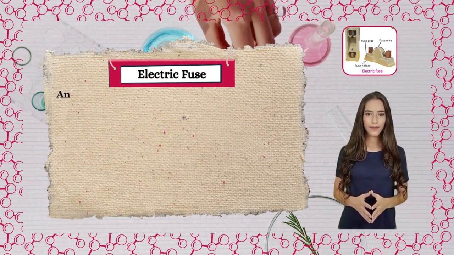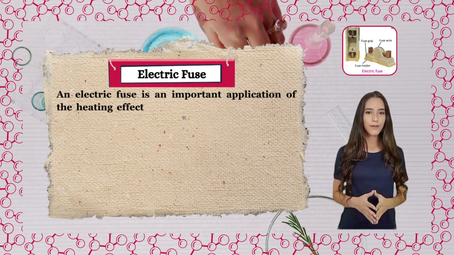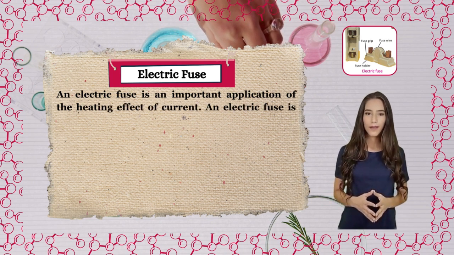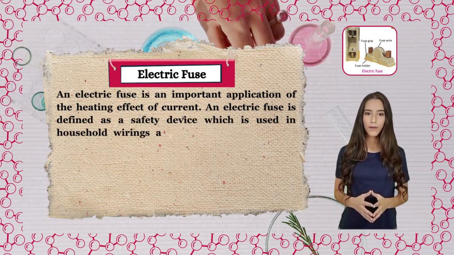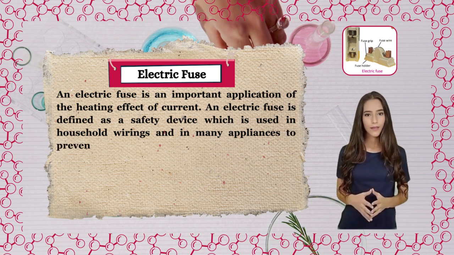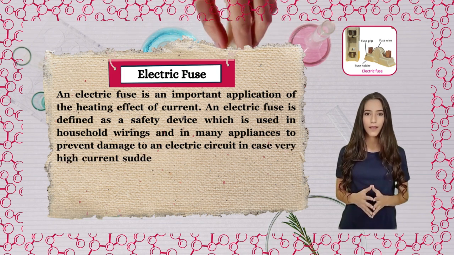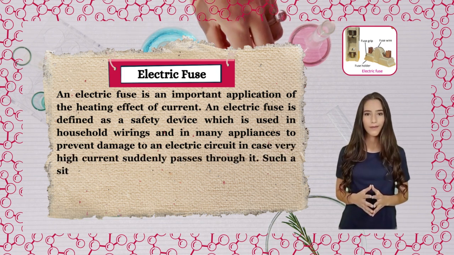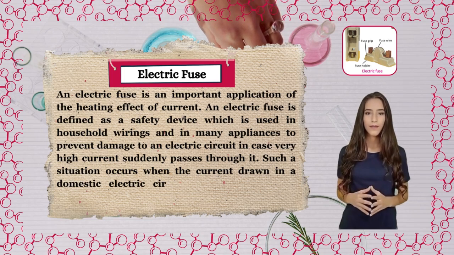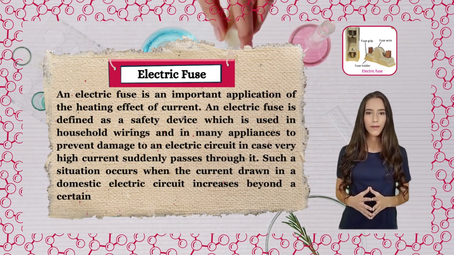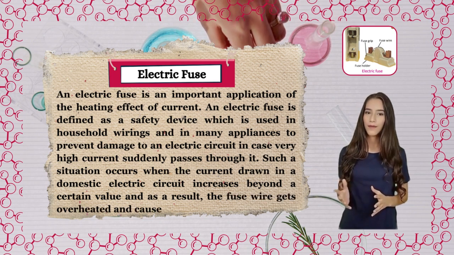Electric fuse. An electric fuse is an important application of the heating effect of current. An electric fuse is defined as a safety device which is used in household wirings and in many appliances to prevent damage to an electric circuit in case very high current suddenly passes through it. Such a situation occurs when the current drawn in a domestic electric circuit increases beyond a certain value, and as a result, the fuse wire gets overheated and causes fire.